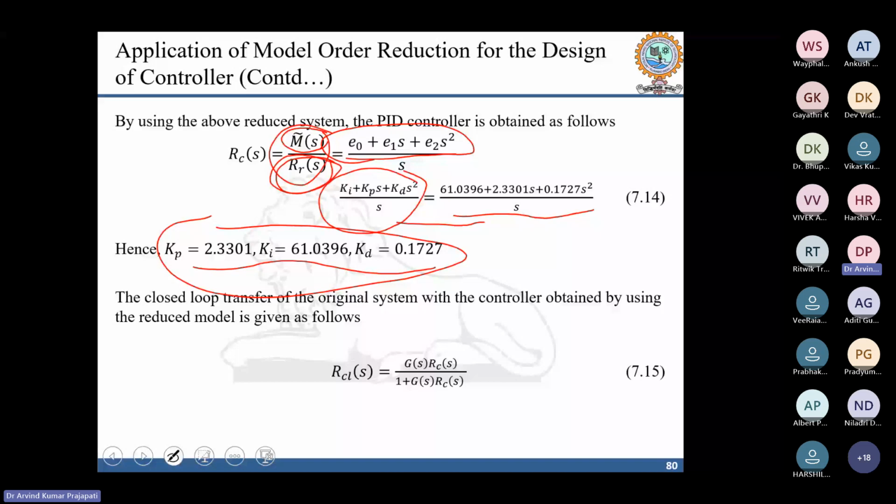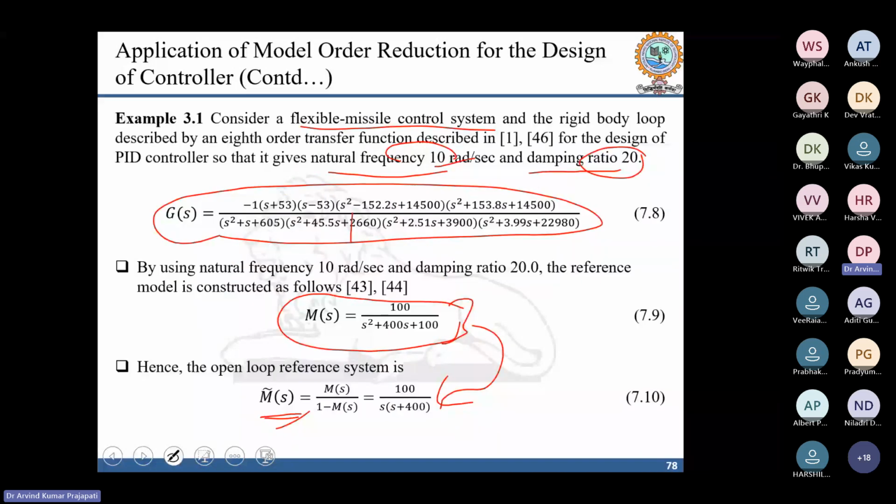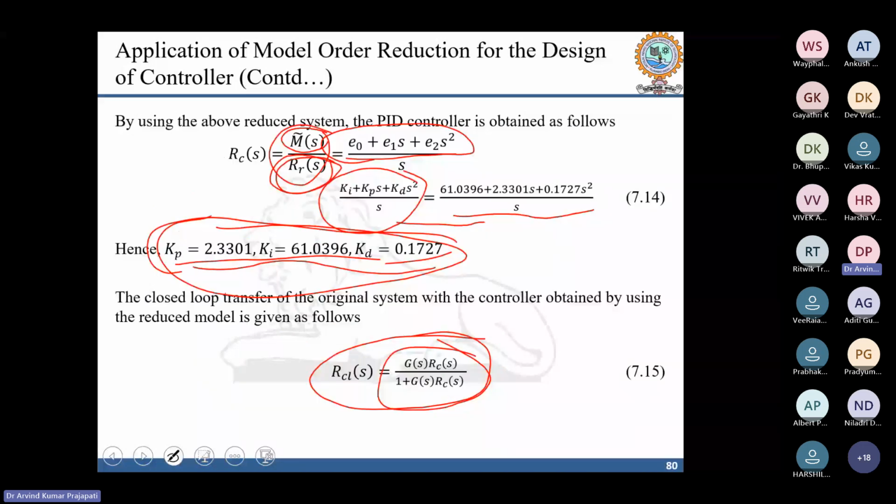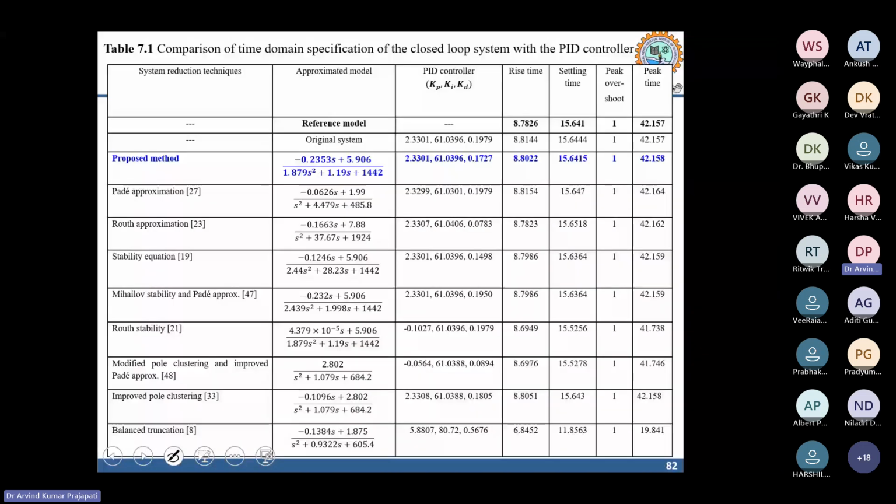We can use simple original systems, convert them into a simple equivalent reduced model, and then by using that reduced model you can design the controller. These controllers you can implement in the original system, and the original system will give the same response as you require. Our requirement is 10 radian and the damping ratio should be this, and if you compare, you will get approximately the same response as the original system.